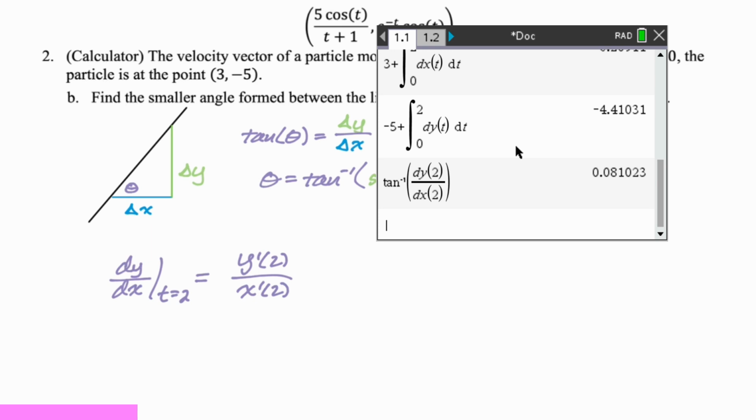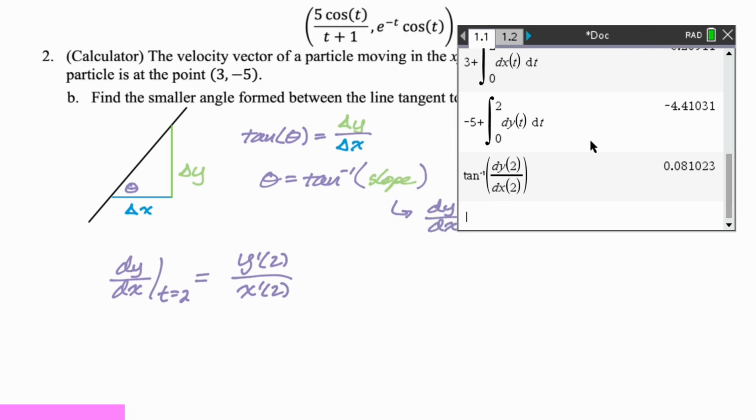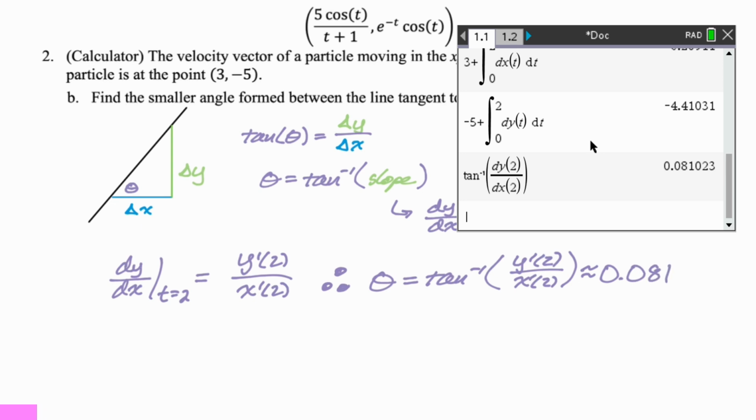And we can see from that we're going to say that theta is the inverse tangent of y prime of 2 over x prime of 2, which we got was approximately 0.081. That's in radians, but it doesn't matter because you should always be in radians.